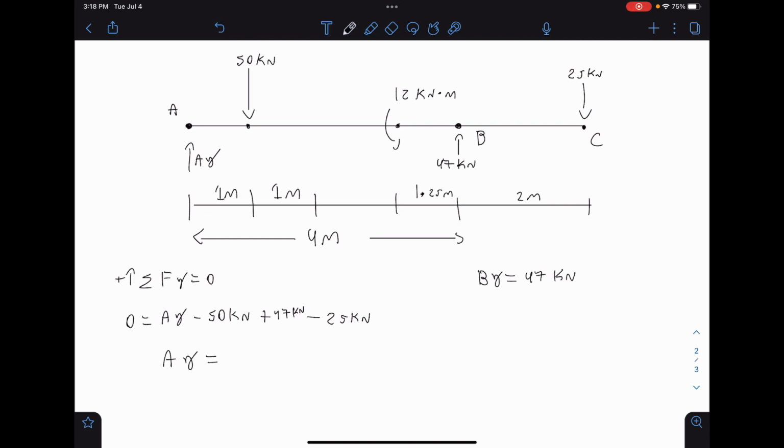is equal to, we have 50 minus 47. I'm moving these to the other side, right? So we're changing the sign. So 50 minus 47 plus 25. So this is equal to 25 plus 50 is 75. And then 75 minus 47 is 28. So Ay is equal to 28. And let's erase all of this.